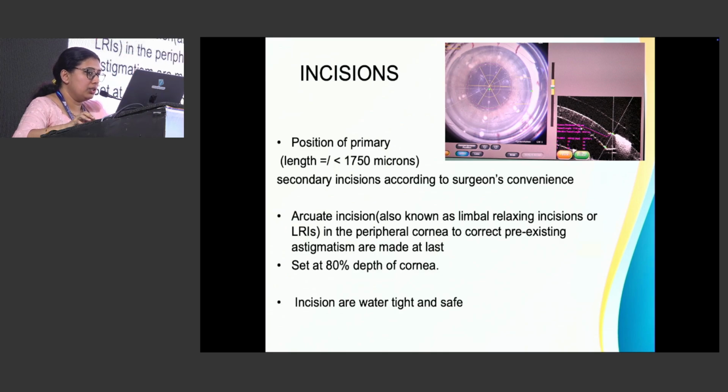Next come the incisions. The positions of the incisions can be calibrated according to the surgeon's wish, and usually the length is less than 1750 microns. The arcuate incisions can also be made according to the astigmatism. This is set at a depth of 80%, and the incisions are usually watertight and safe.